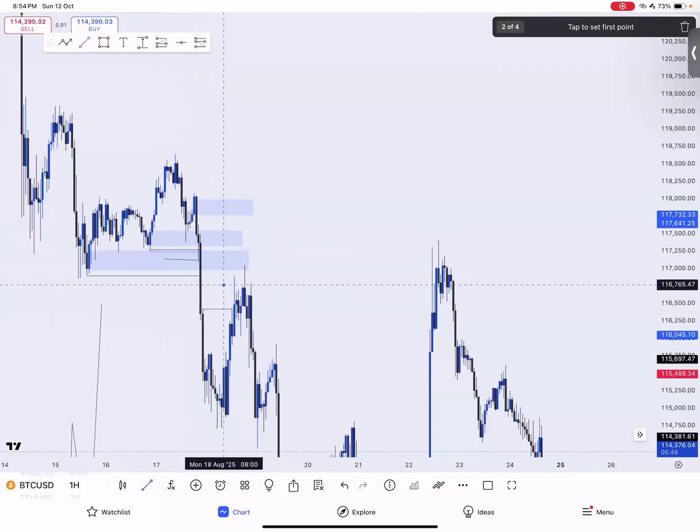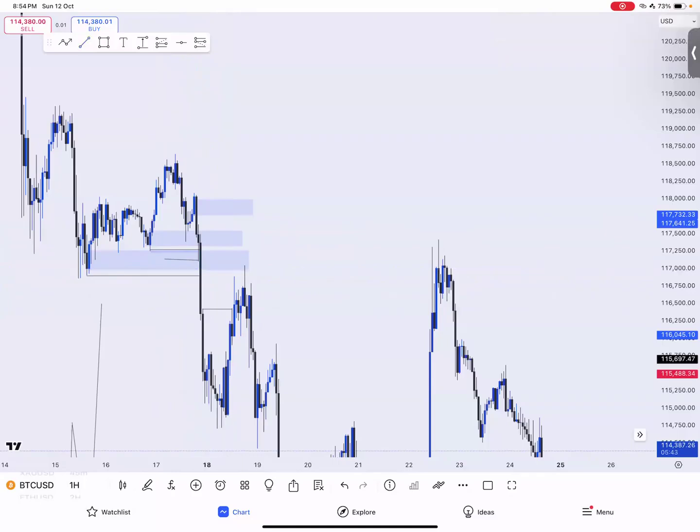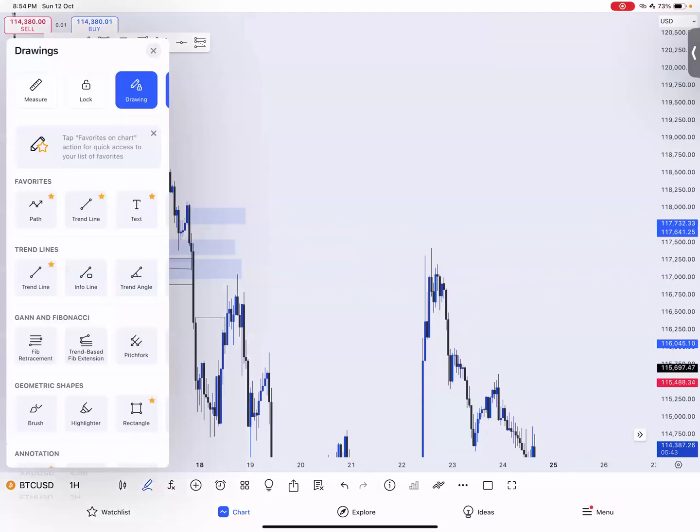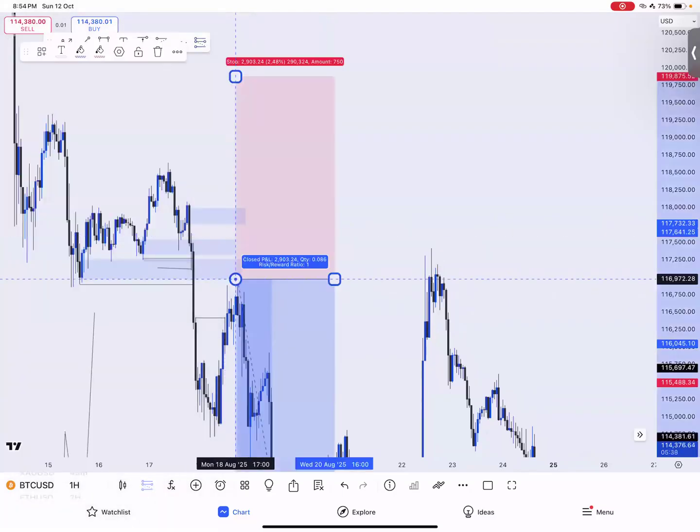And if you trace up, the point of interest closest to it is this breaker block here. That's why the entry for this trade was from that breaker block right here. Stop loss at where we would have placed was the trade. To the next one.